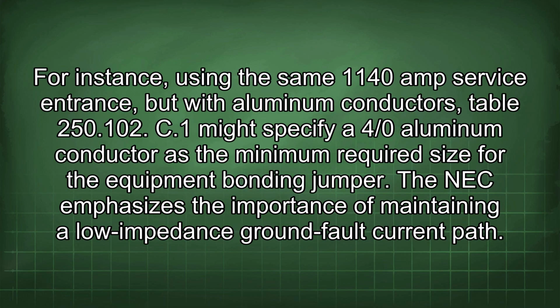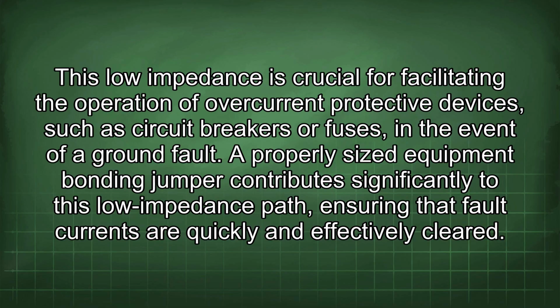For instance, using the same 1140 amp service entrance, but with aluminum conductors, Table 250.102(C)(1) might specify a 4/0 aluminum conductor as the minimum required size for the equipment bonding jumper. The NEC emphasizes the importance of maintaining a low impedance ground fault current path. This low impedance is crucial for facilitating the operation of overcurrent protective devices, such as circuit breakers or fuses, in the event of a ground fault.